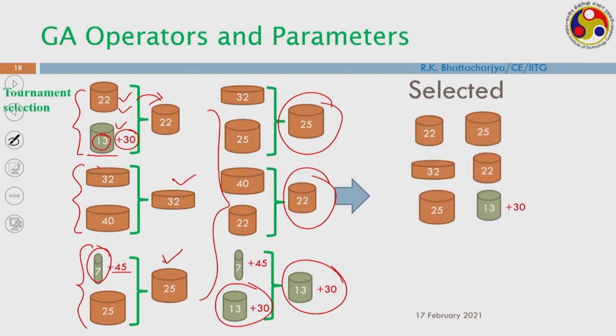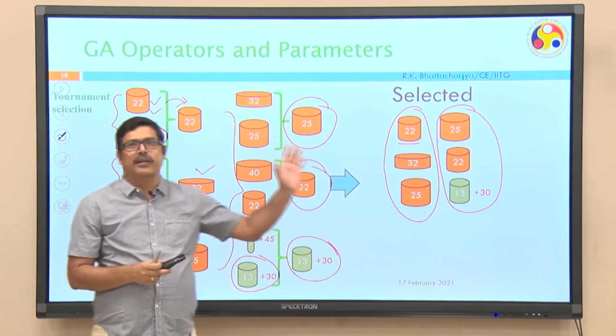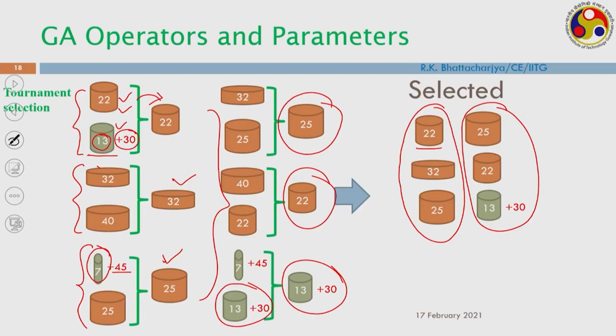Okay. So, these 6 solutions I am getting: 3 solutions from the first round, and 3 solutions from the second round. Now, you look at this solution. 22 is the best solution in the population. So, what is happening? Because he is the best solution, whenever he is playing the tournament in the first round or in the second round, he is the winner. So, 22 will have minimum 2 copies.